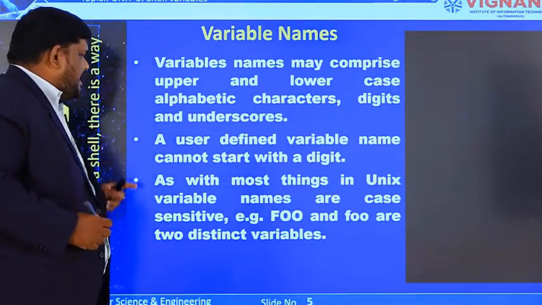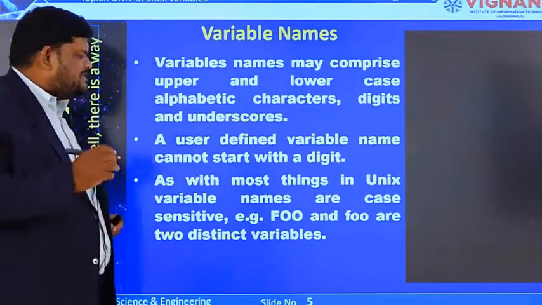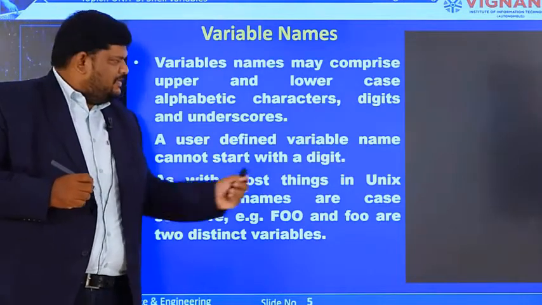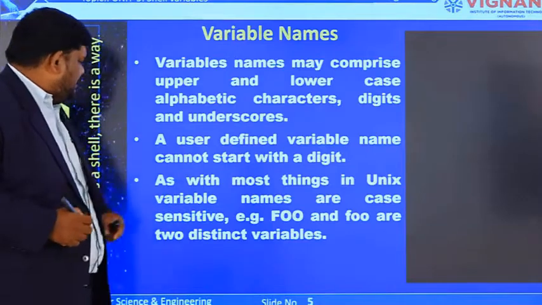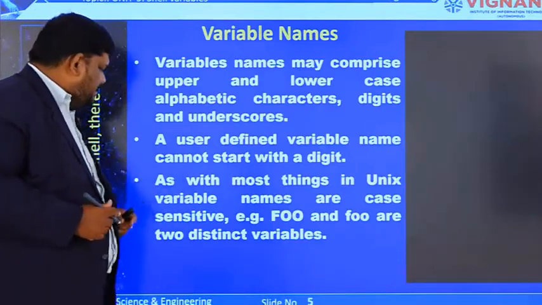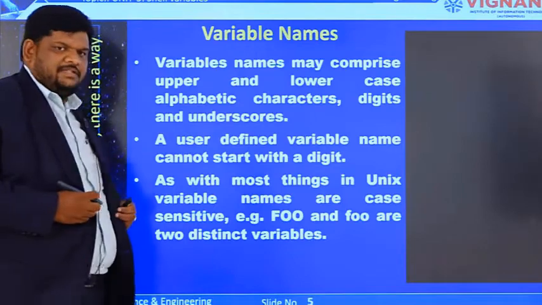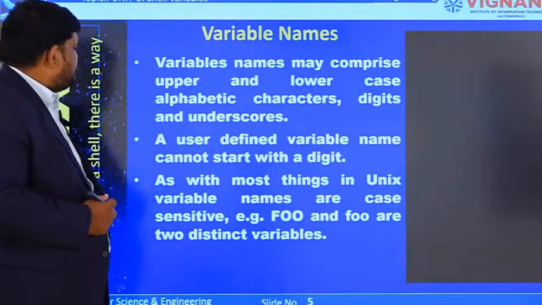And the second rule is, a user defined variable name cannot start with a digit. So let us see how it will start and what the rules are. And the third point is, as with most things in Unix, variable names are case sensitive. Now let us consider this first example.